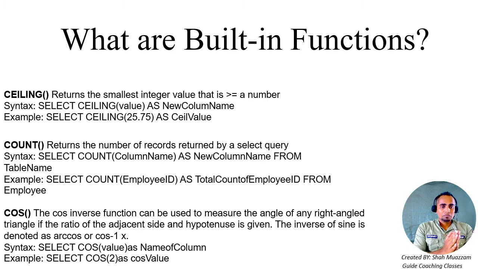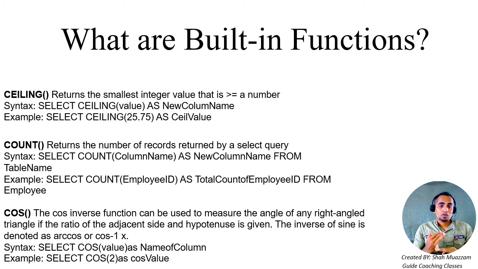So what does that mean? If I have given a value of 25.75 as the ceiling value, what will happen now? Ceiling is above, so this is our value and this is our ceiling. Ceiling value is something which is greater than or equal to a number. We will see the practical in a minute, and then we will also see what is count.